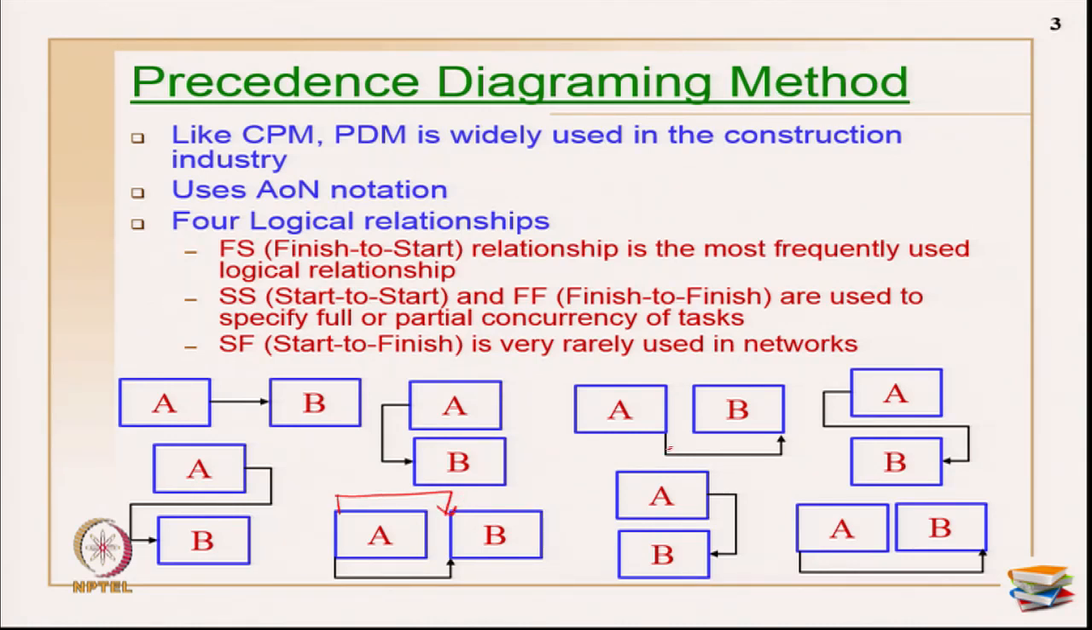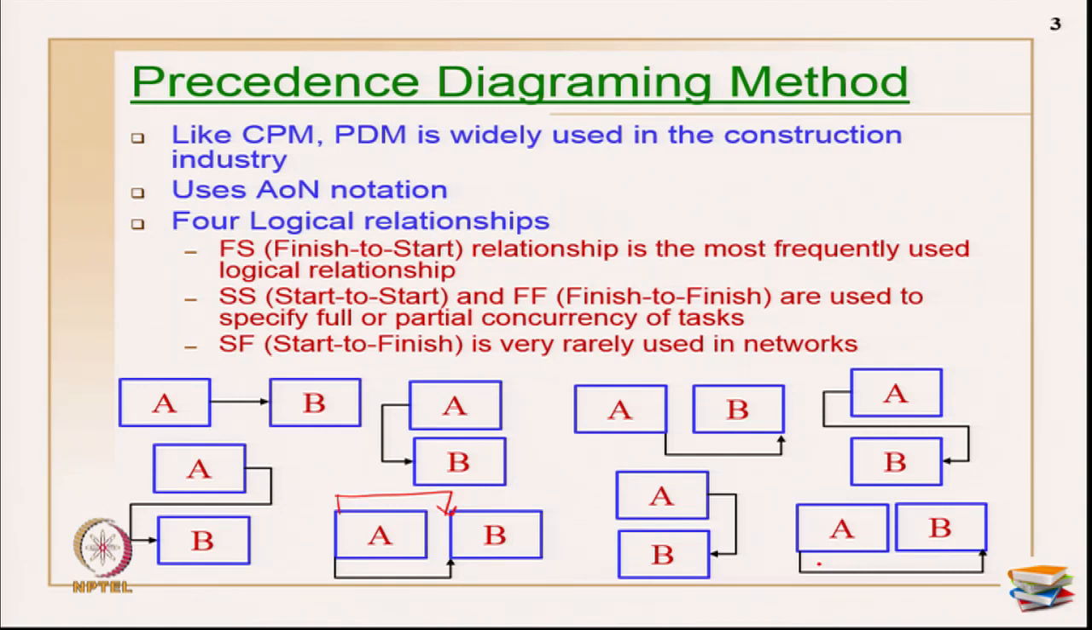And finish. So, this is a finish. After A is completely done, B should be completed, and the same thing I have represented when it is arranged in the vertical order. And the next is the start finish relationship, which is these two figures. This explains that after activity A starts, B should finish, which is very rarely used in networks and is not that widely used.